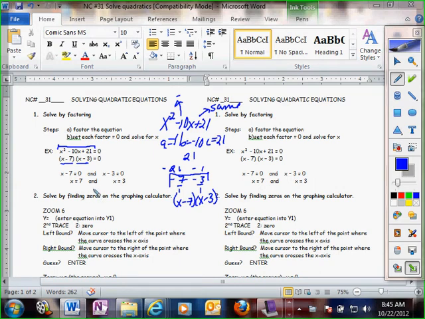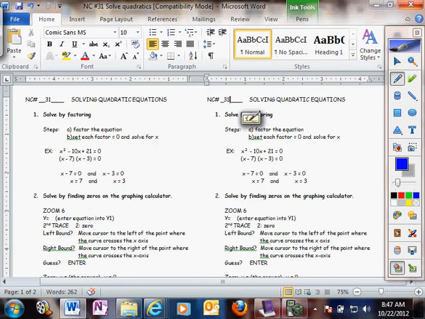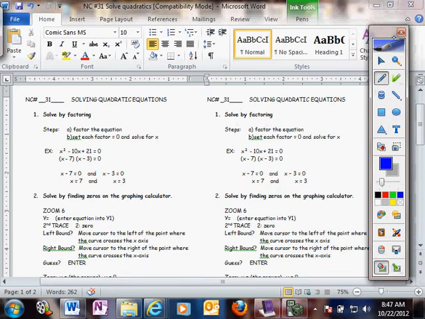So we already know how to factor. The only thing new to this year, which is still review, is you take each factor, set it equal to 0, and solve for x, and then you have your solutions, or your roots or zeros. Okay, the next way we're going to talk about is using the calculator.